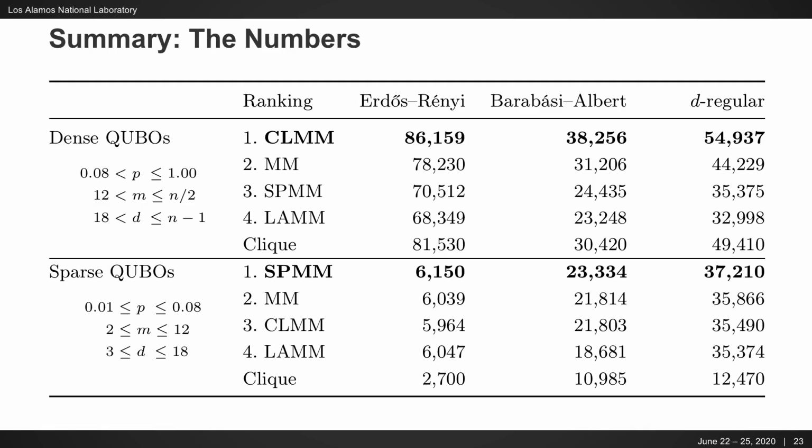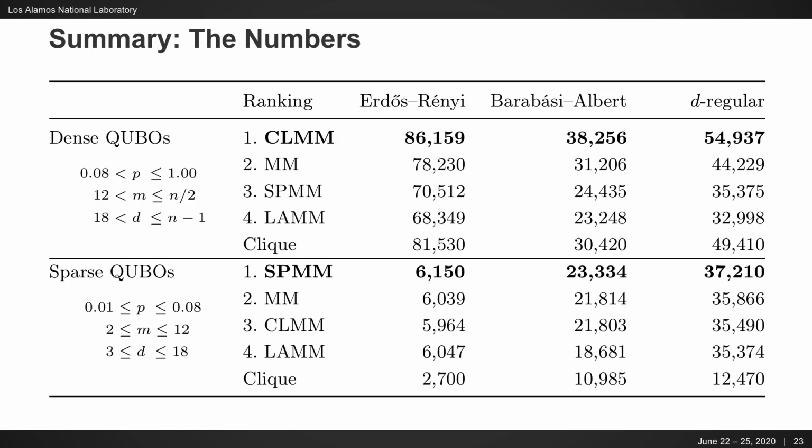So finally, I'd like to come to the summary. So here are the raw numbers. For dense QUBOs, so these are basically QUBOs which have an H density of above 8%, the clique-based MinorMiner algorithm clearly outperforms the other candidates and the existing ones. So here we have like 8,000 additional QUBO problems that it was able to embed. Then for sparse QUBOs, the leading contender is spring-based MinorMiner. Again, it beats out all other approaches.